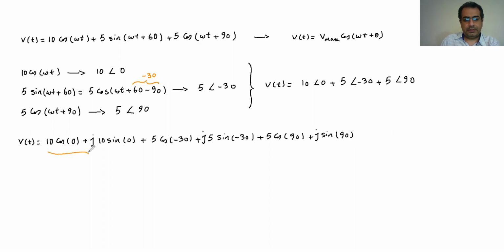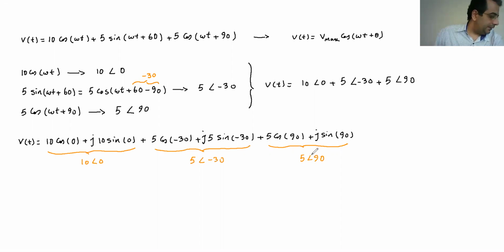So let me write them right here. This part is 10 with angle of 0. This is the second term, which is 5 with the angle of negative 30. And this is the third part, which is 5 with the angle of 90 degrees. For example, we know that sine 0 is 0 and cosine 0 is 1, so it's going to be just 10.